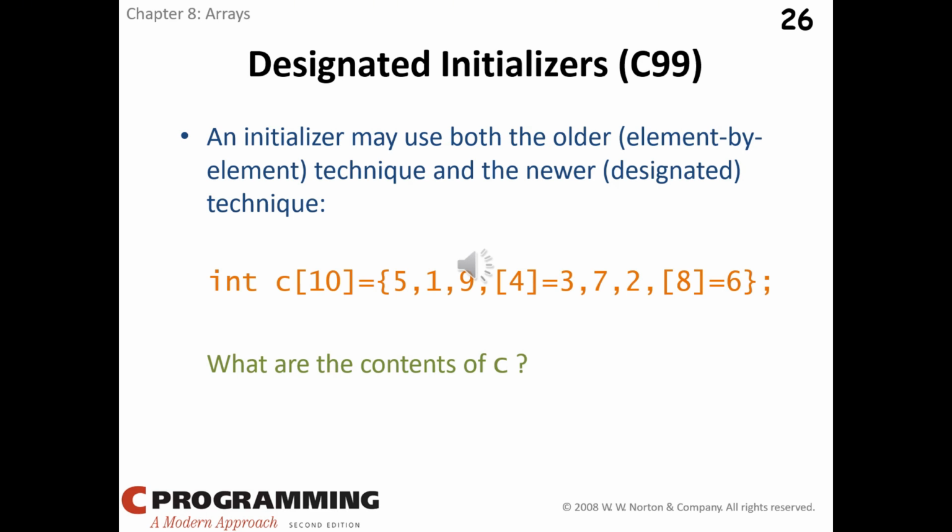And now let's figure out the content of array C. We know that the first 3 slots are set to 5, 1, and 9 respectively, because we're using the older technique. And then the 5th slot is set to 3, followed by the 6th slot, 7, and 7th slot to 2, and finally the 9th slot to 6. And remaining slots are automatically filled with zeros as usual. And just like that, by mixing and matching initialization techniques, we can create arrays that suit our needs perfectly.